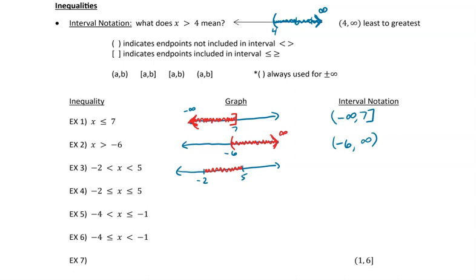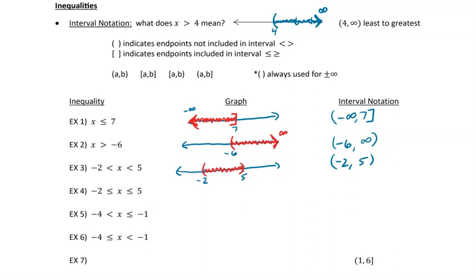Now both of those were just less than, which means both of those are going to get parentheses. So in this case, our interval notation isn't actually going to have any type of infinity. We're just going to read off those numbers. So it's from -2 to 5, both with parentheses.